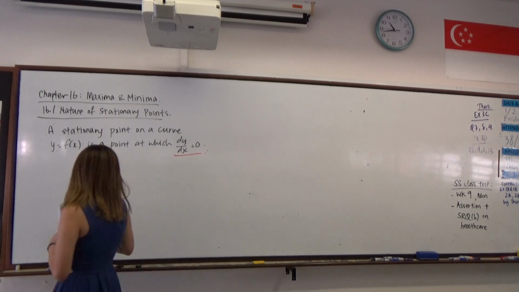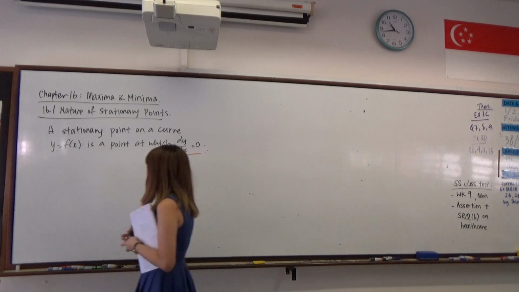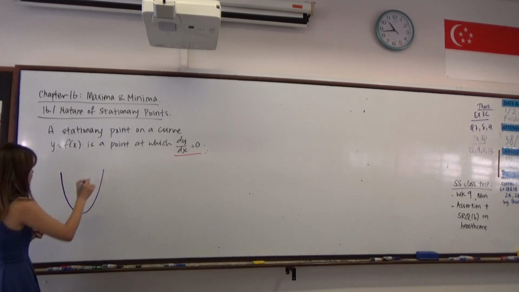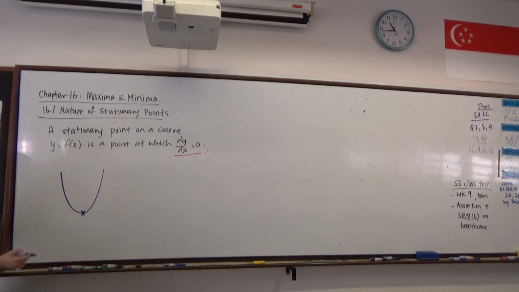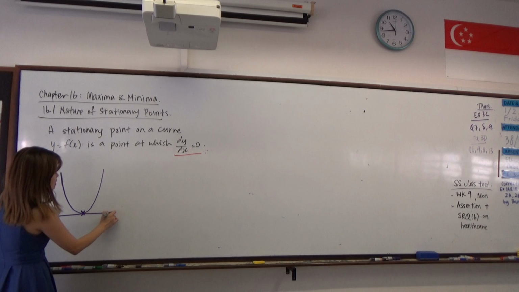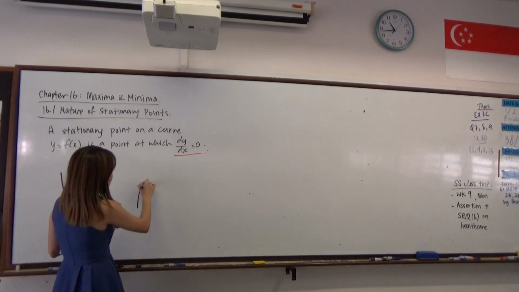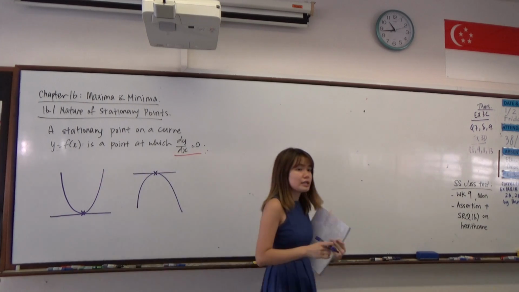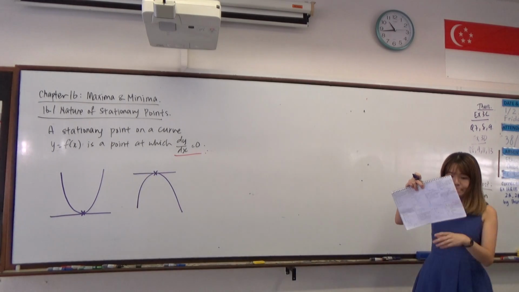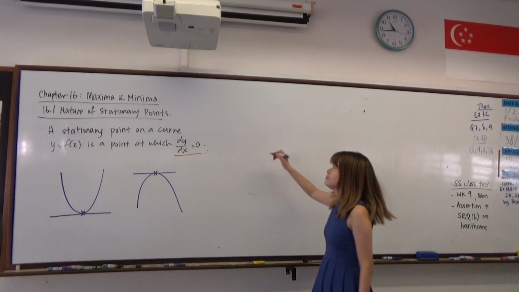Why would we say that? If you think about your graphs, if you have a U-shaped graph where there's a minimum point, and I want to draw the tangent at this particular point, it will have to be a horizontal line. And a horizontal line would have a gradient equal to 0. Likewise, if I have a curve with a maximum point, it will also have gradient equal to 0.